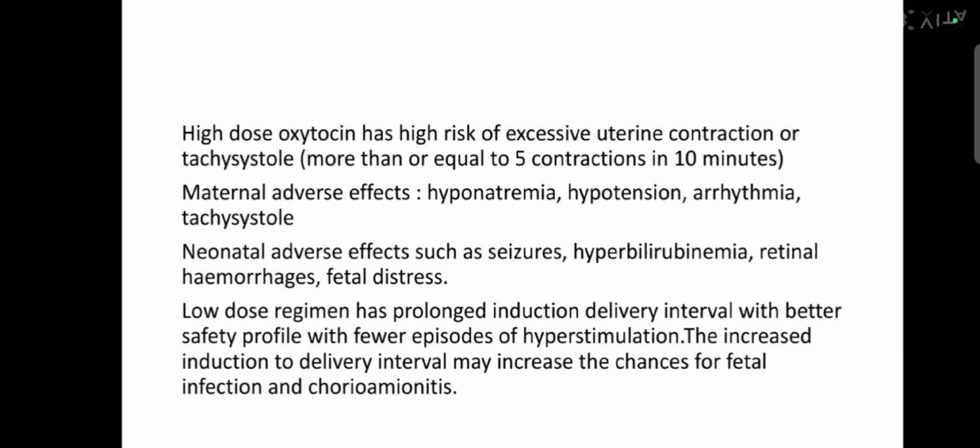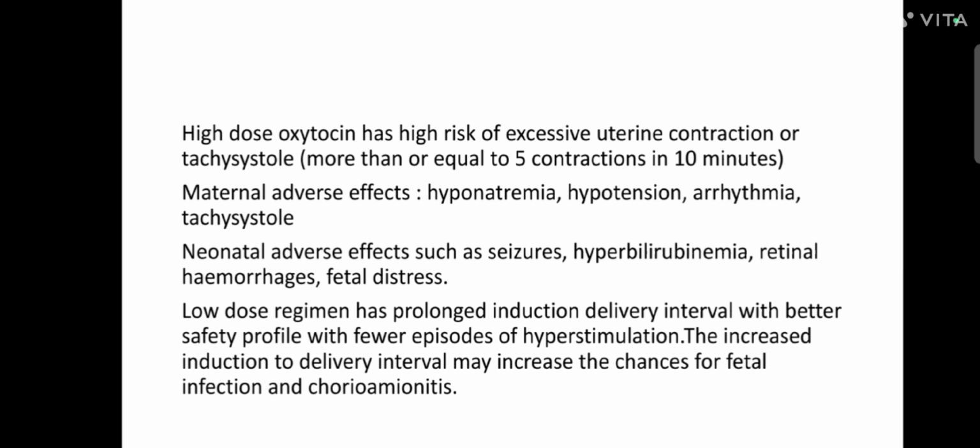Whereas in the neonatal adverse effects, you should remember that as the electrolytes are going down, the baby may have seizures at any time, and also the baby will have hyperbilirubinemia, retinal hemorrhages, fetal distress, fetal hypertension, and even fetal death. So the low dose regimen has a prolonged induction to delivery interval with a better safety profile, with few episodes of hyperstimulation. The increased induction to delivery interval may increase the chances of fetal infection and chorioamnionitis.